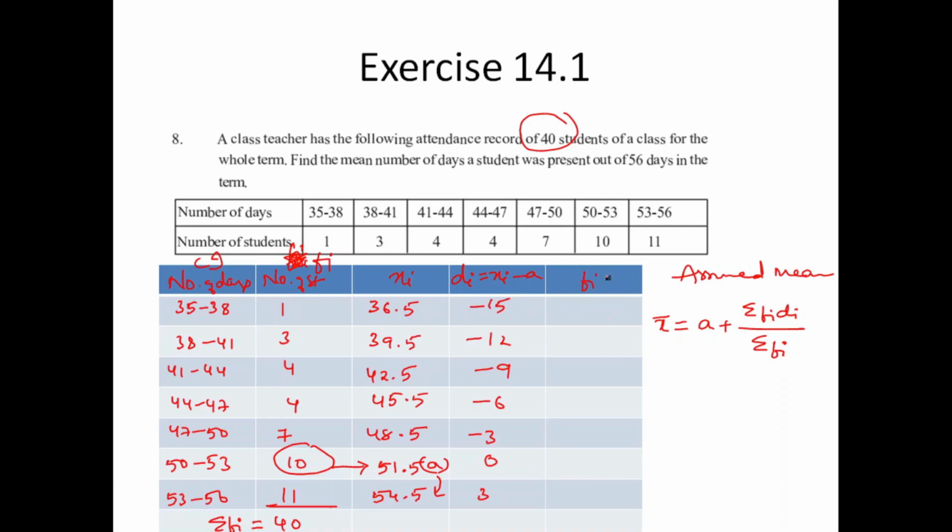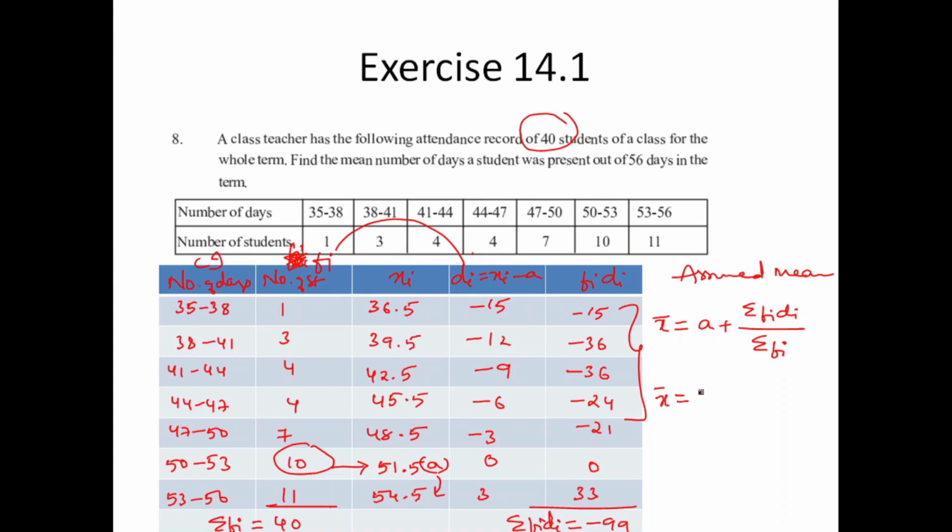So the next one is your f of i into d of i. You need the summation of f of i and d of i, that is these two multiplied. So the answer over here is minus 15. Here I get minus 36. Here also minus 35. Over here minus, and here 0, and here 33. So the sum of f of i into d of i: add up all these negative terms, right? Whatever I am left with, we need to subtract it from over here. So here I am left with minus 99. Okay, the answer is minus 99.